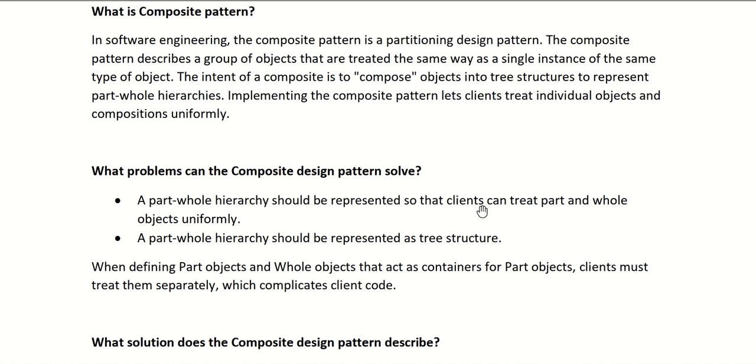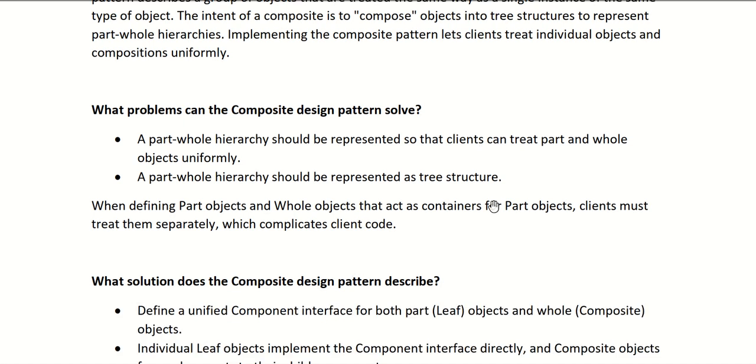So, what problems can the composite design pattern solve? A part-whole hierarchy should be represented. First of all, it should be represented so that clients can treat part and whole objects uniformly, so no discrimination. A part-whole hierarchy should be represented as a tree structure. This can be achieved through the tree structure itself, because even the leaf node and the complete branch or the complete tree will have some functionality in common. So the tree structure is the preferred representation here.